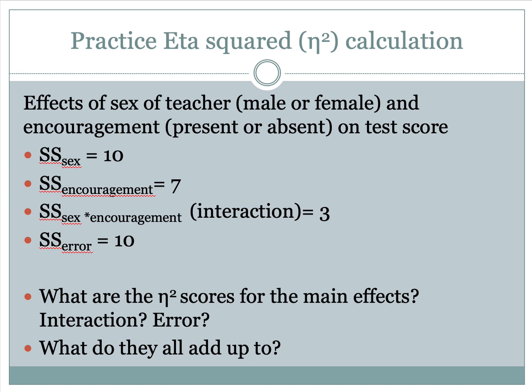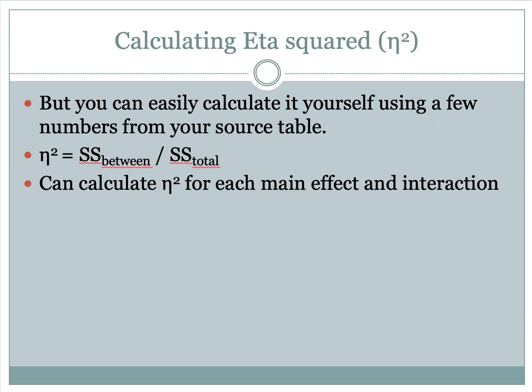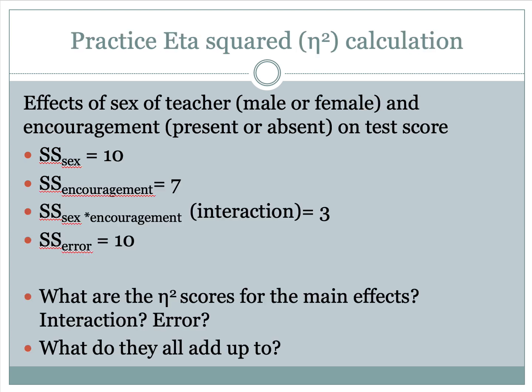If we did, we would report 3 separate eta squared scores, one for each of those significant effects, right? So how do we get that? Well, remember, if we go back one, eta squared is simply sum of squares between divided by sum of squares total. So here we have a sum of squares score for, let's do the first one, right? What would be the eta squared score for sex of teacher? We would take the sum of squares score for sex of teacher divided by sum of squares total.